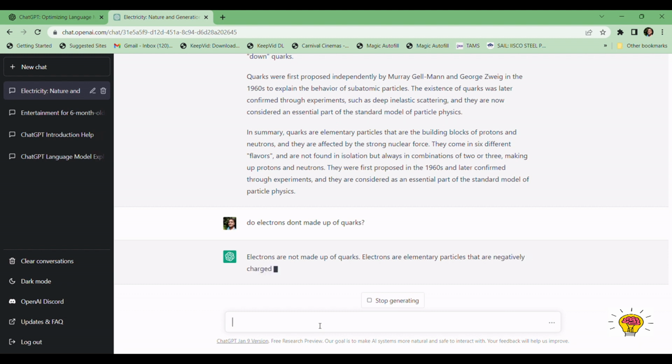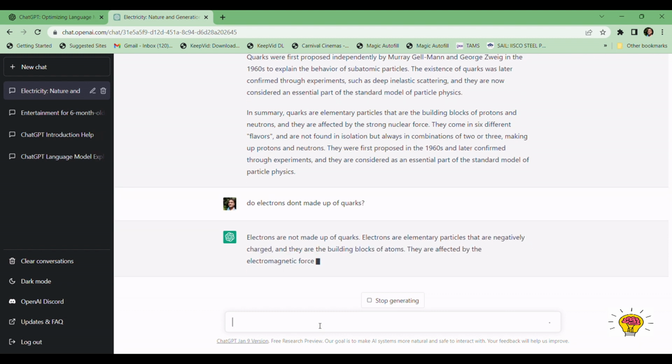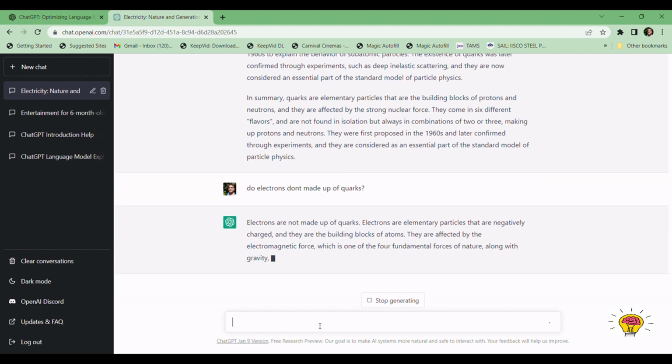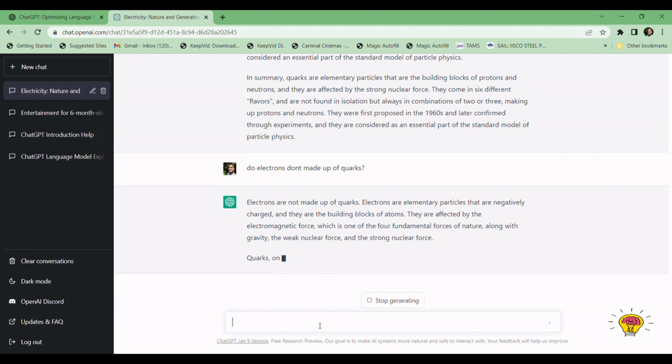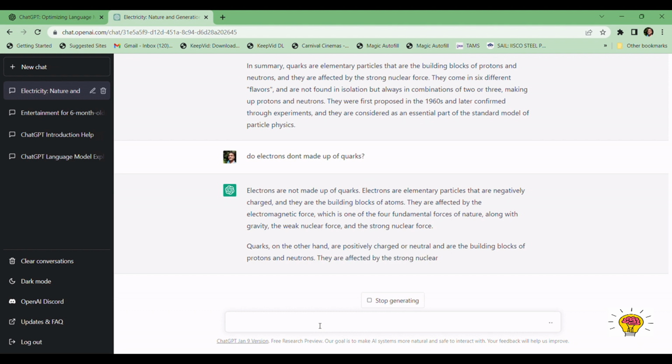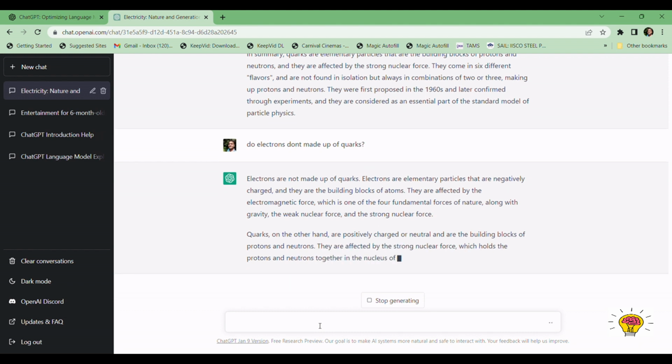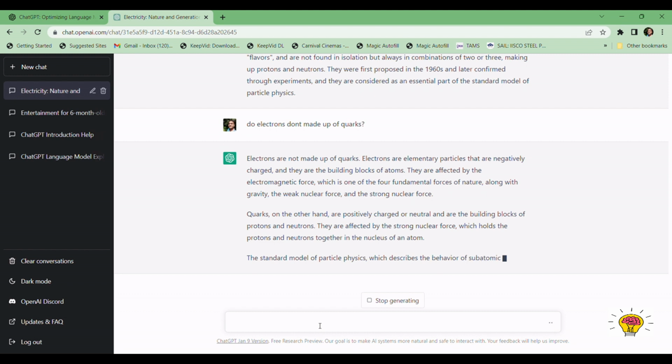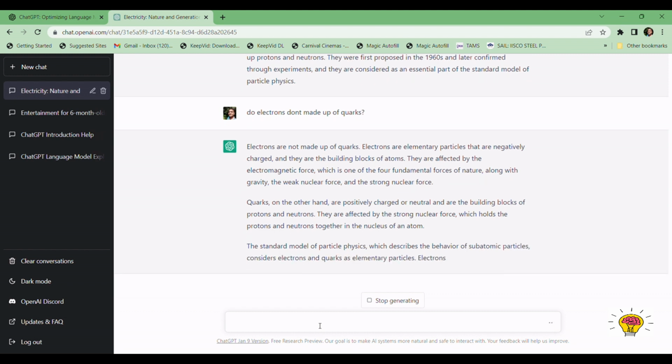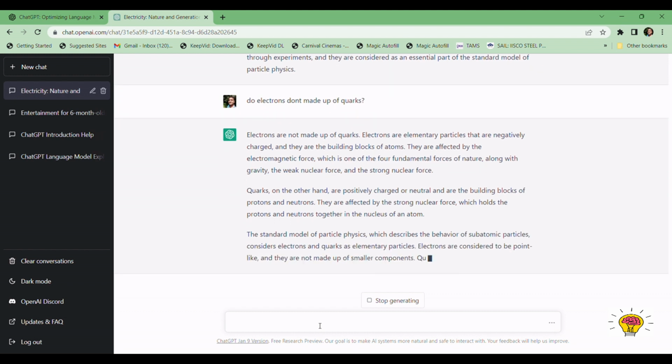Electrons are not made up of quarks. Electrons are elementary particles that are negatively charged, and they are building blocks of atoms. Quarks, on the other hand, are positively charged or neutral and are building blocks of protons and neutrons. They are affected by the strong nuclear force. The standard model of particle physics describes the behavior of these particles.